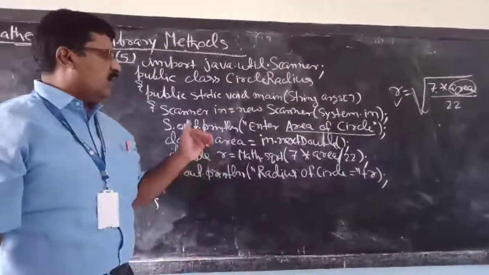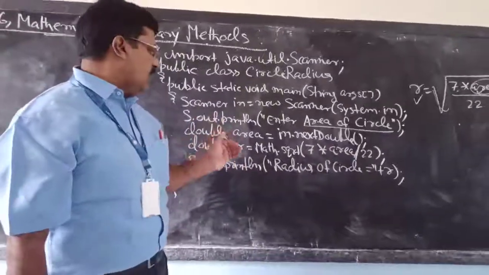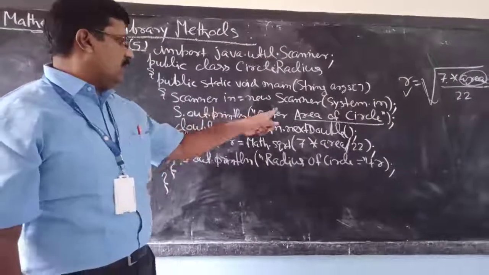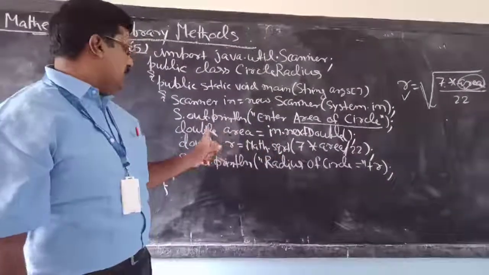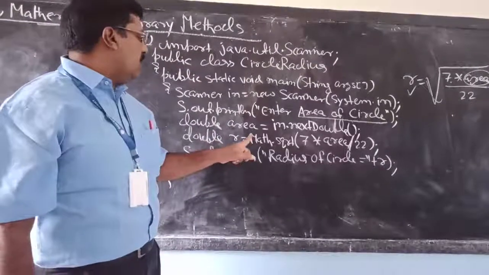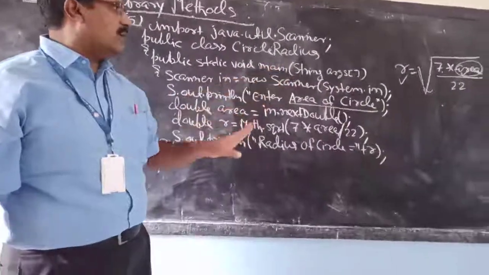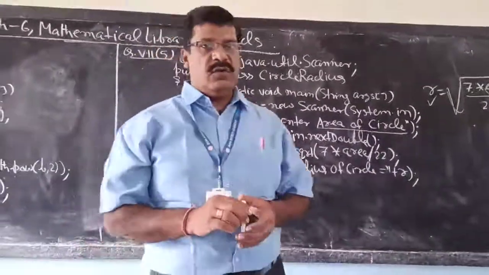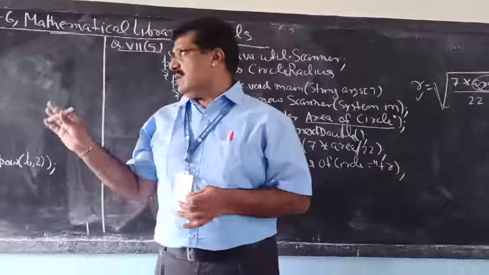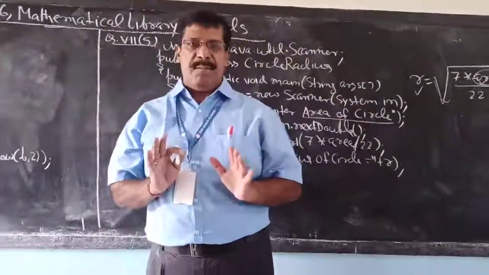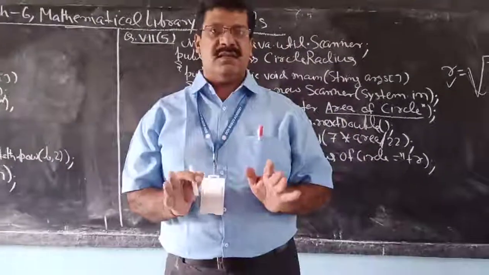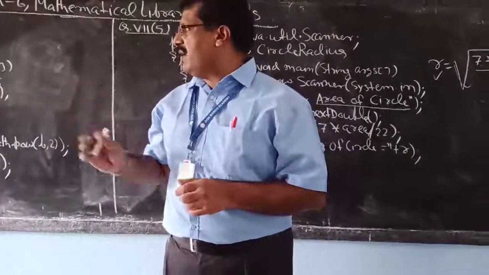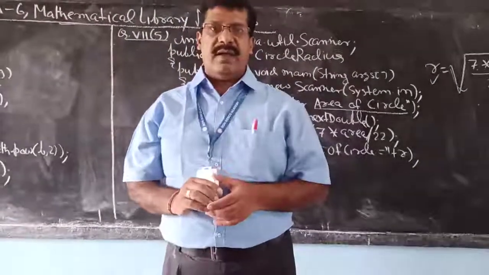What was the question? To input the area of a circle, find the radius and print it. So we entered the area of the circle as double data type, calculated the radius by the given formula, square root of 7 into area by 22, and printed the radius of the circle. So in today's class we have discussed two programming questions based on mathematical library methods. We used two methods, the sqrt method and the pow method. So write and practice. Thank you.